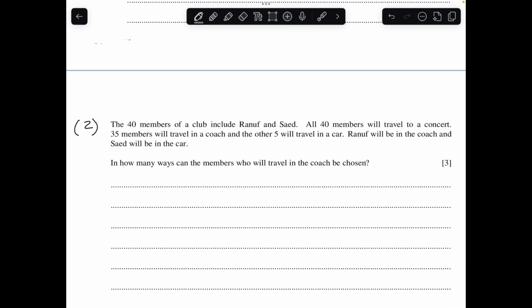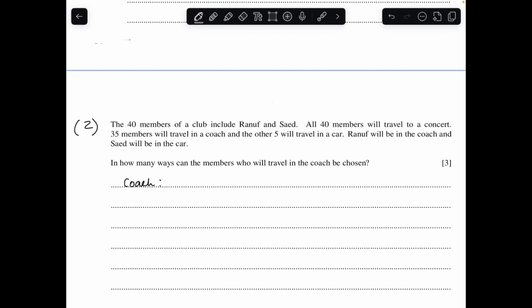The 40 members of a club include Ranuf and Saeed. All 40 members will travel to a concert. 35 members will travel in a coach and 5 members will travel in a car. Ranuf will be in the coach and Saeed will be in car. So it's given to you that Ranuf will be in coach and Saeed will be in car. In how many ways can the members who will travel in the coach be chosen? So we need to just find out how we will choose the members who are traveling in coach.